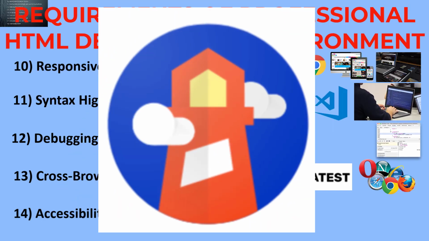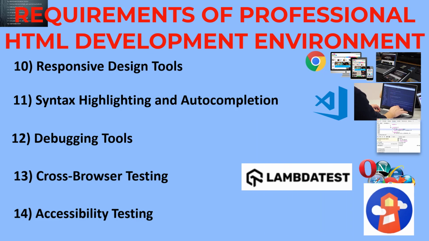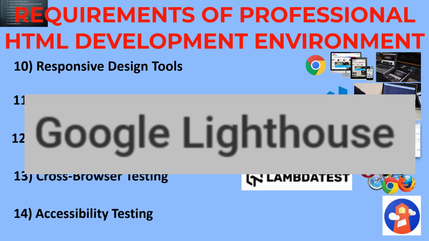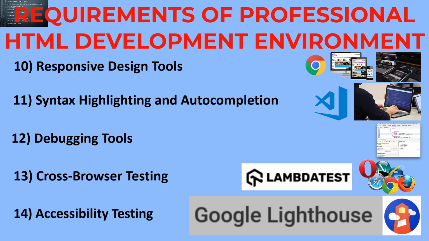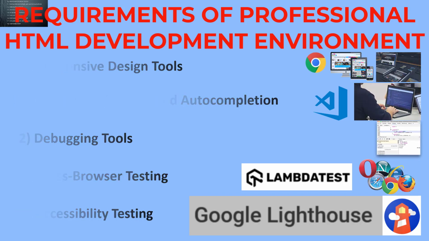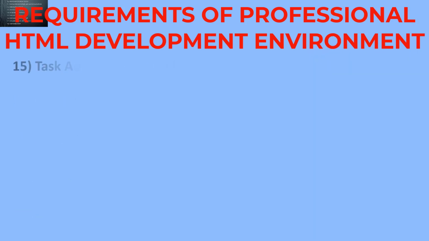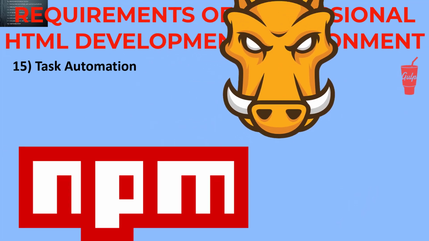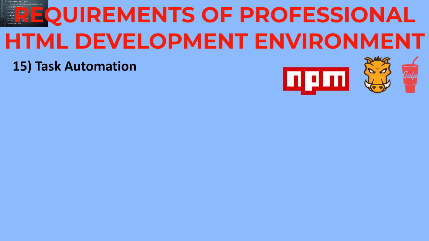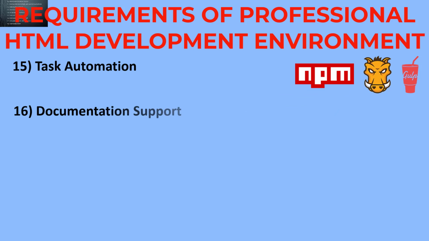14. Accessibility testing. Your environment should implement accessibility testing tools or extensions to confirm compliance with accessibility standards and enhance usability for individuals with disabilities. 15. Task automation. Your environment should automate repetitive tasks like minification, concatenation, and image optimization using task automation tools such as Grunt or NPM scripts.